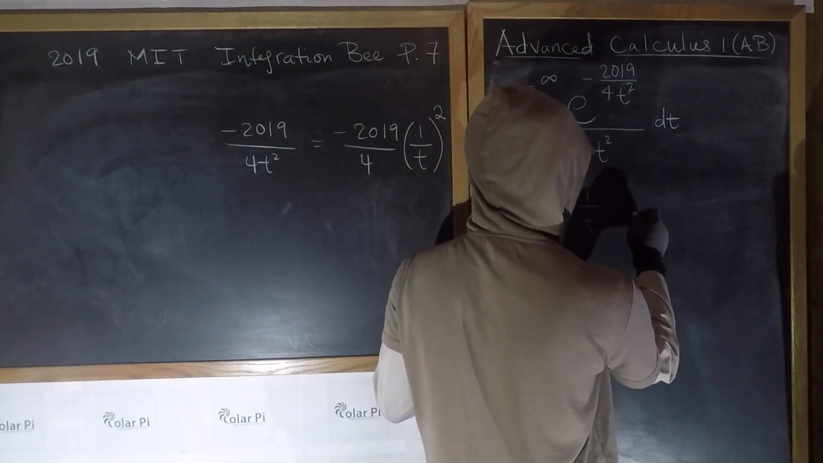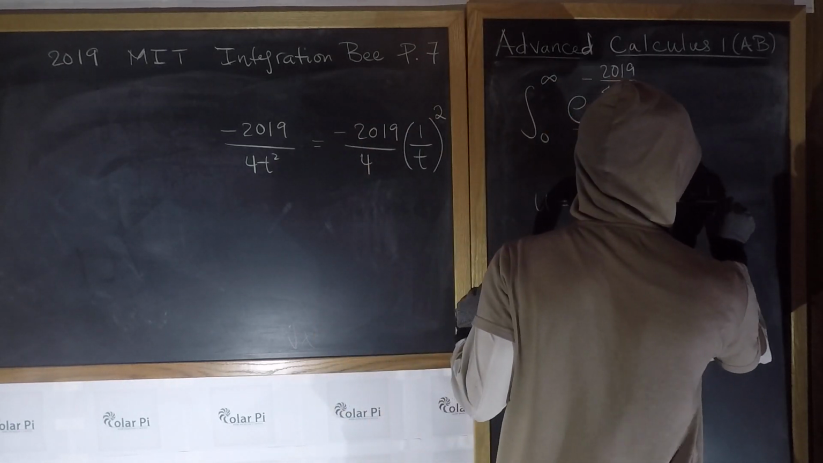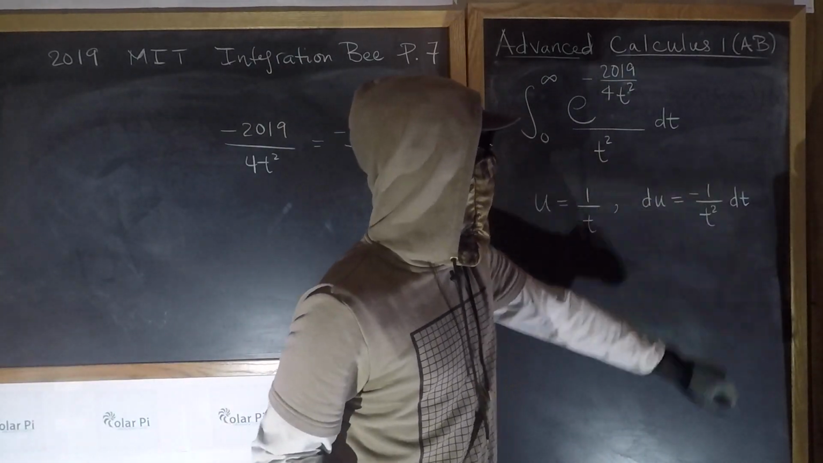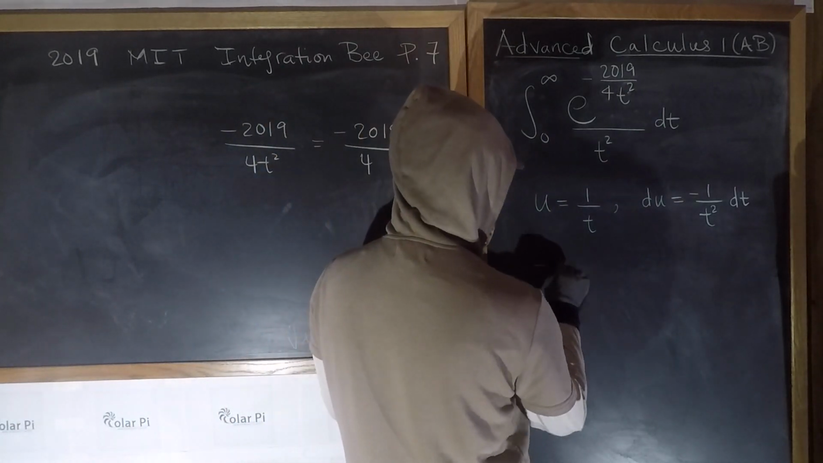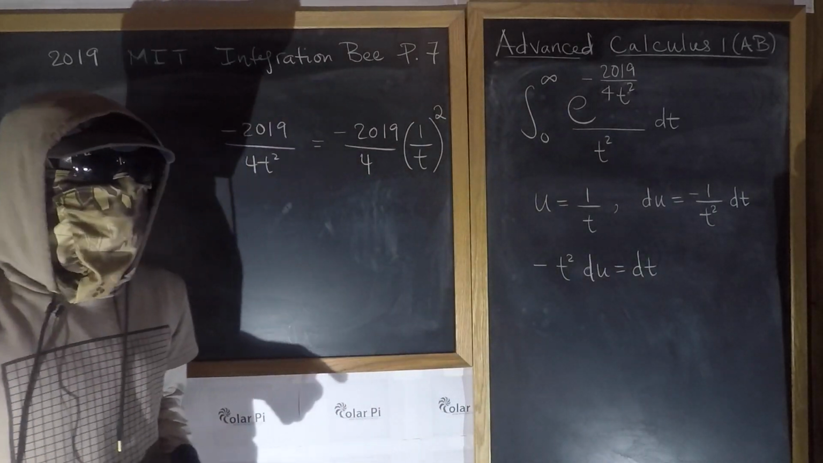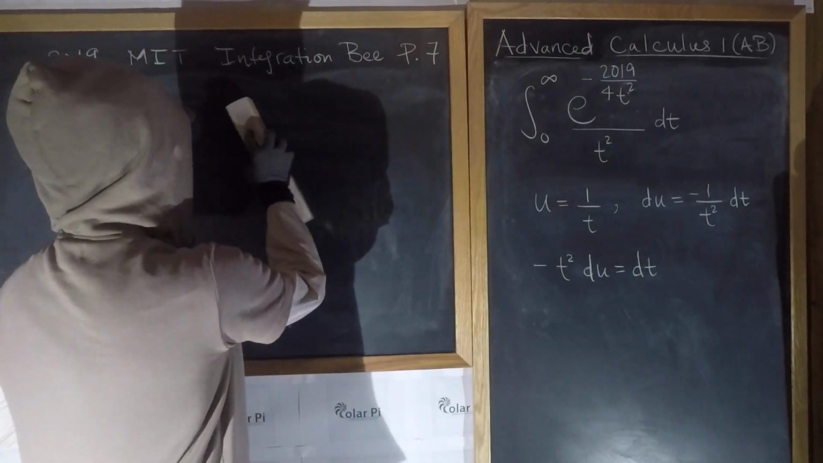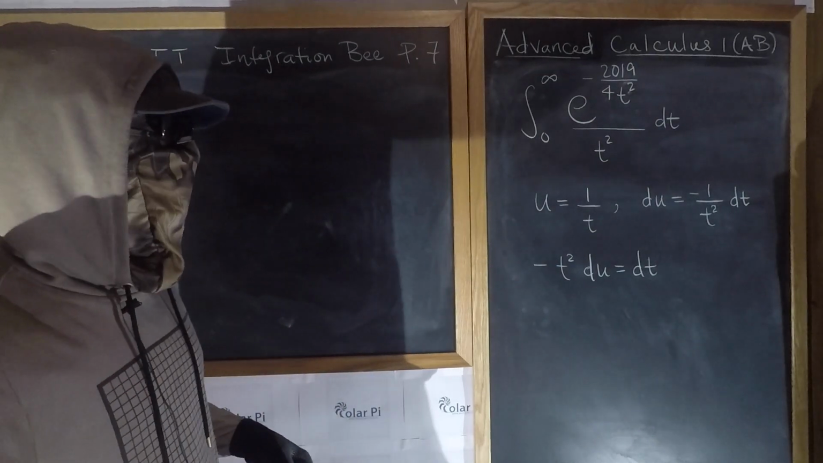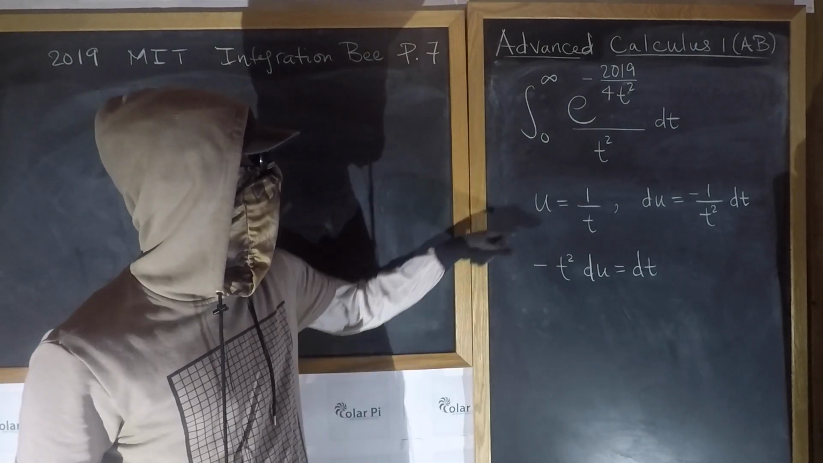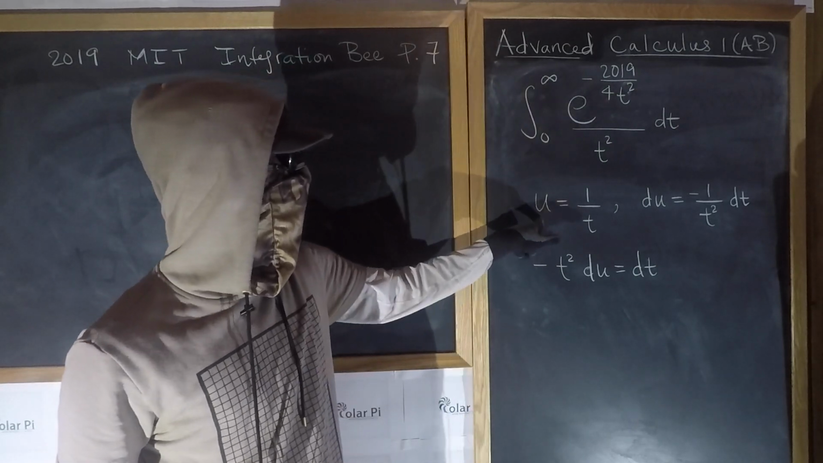With this choice of u, notice that du is going to equal negative 1 over t squared times dt. Then multiplying both sides by negative t squared, negative t squared times du is going to equal dt, like that. Cool. So we're ready to rewrite the given integral, but there's one more thing we need to discuss: since the integral came with limits of integration, what happens to those with the substitution? Well, as t goes to 0, u goes to infinity, and as t goes to infinity, u goes to 0.